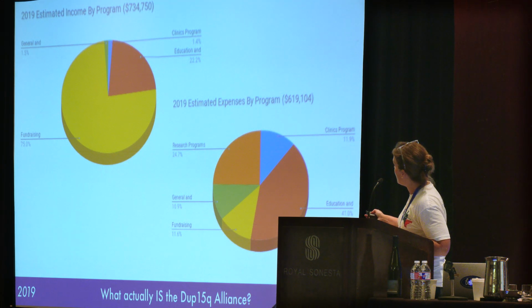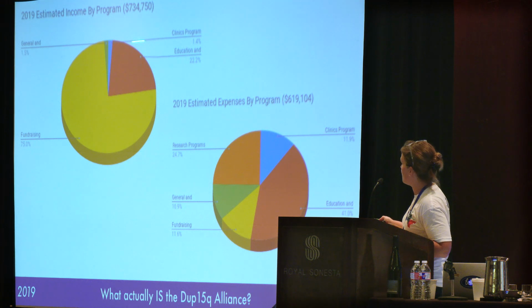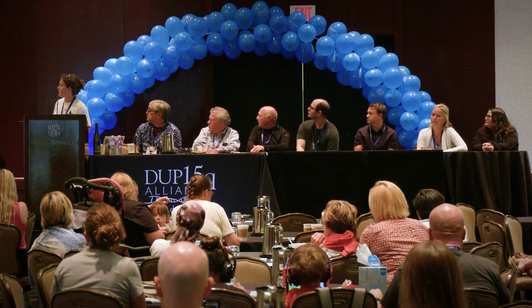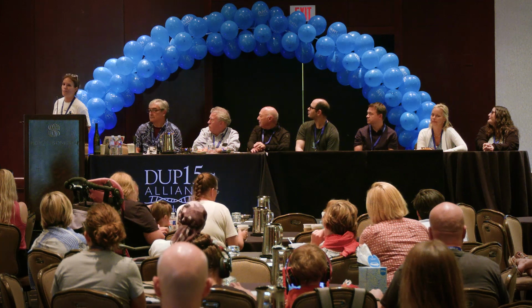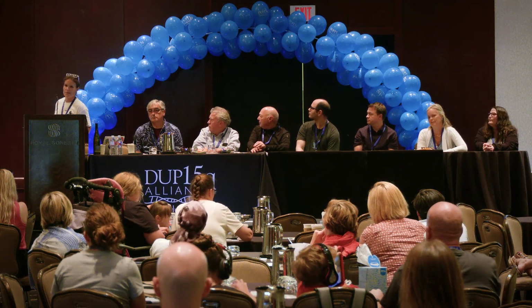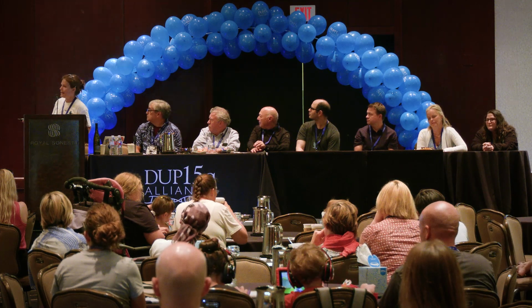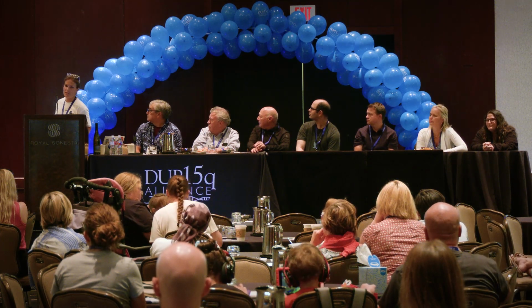So here you see, we estimated our program income to be $734,000 this year. And we estimated our expenses to be $619,000. And so you can see the pie colors change, right? For fundraising, we expect a lot more income and a lot less expense, right? And then for education and outreach, little income, but way more expense.